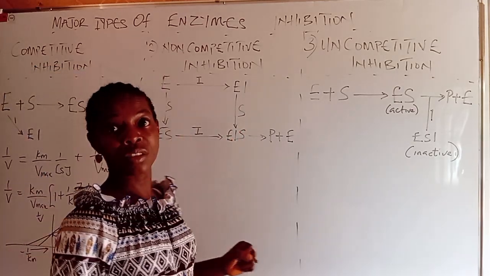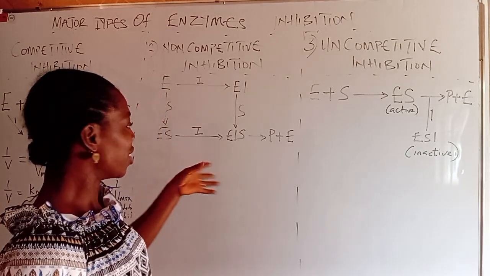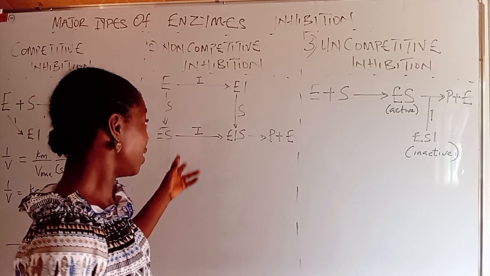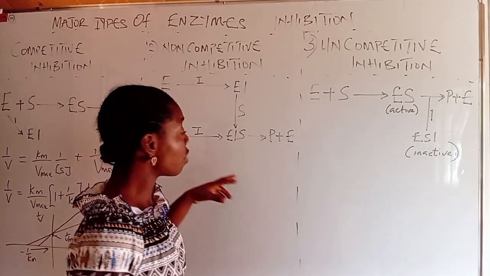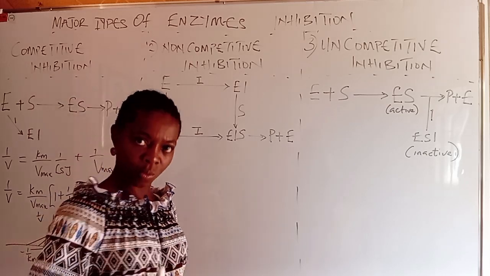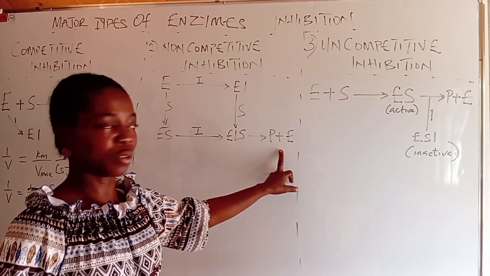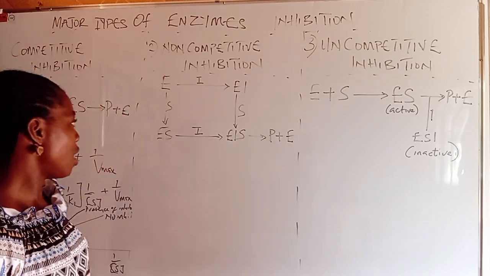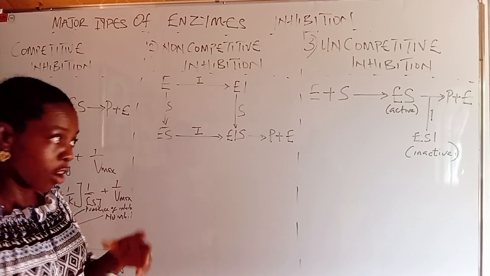In this kind of inhibition, we discover that Km is not affected. The affinity of the enzyme for its substrate is not affected because the inhibitor and the substrate bind at different locations. And also, we discovered that the maximum velocity of the reaction is reduced. So we still have this giving us our product and our free enzyme. Maximum velocity is reduced here, but Km is unaffected.